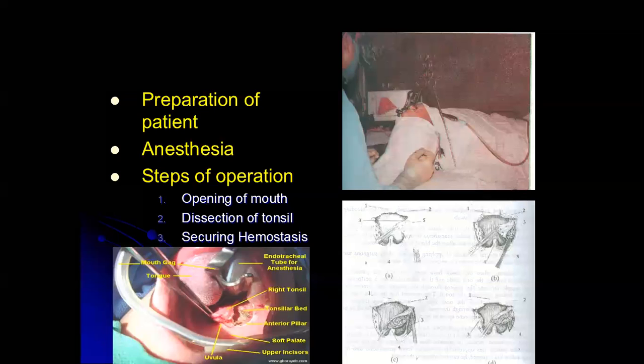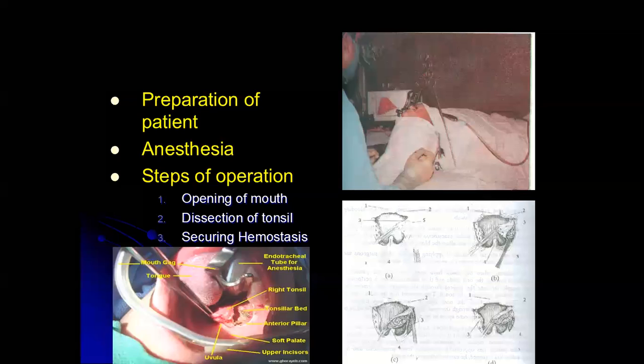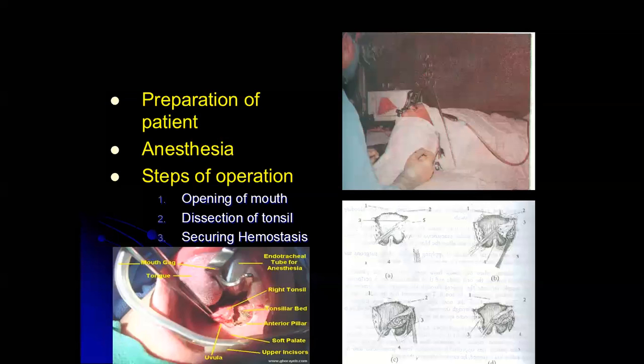In that position, all the instruments are taken and the surgeon is ready to operate on the tonsil. You open the mouth, and with the help of dissection or diathermy, you remove the tonsil. The main important thing is securing hemostasis. The main importance in tonsillectomy is hemostasis. Hemostasis is a must. If you only do the dissection and do not secure hemostasis, it gives a problem.